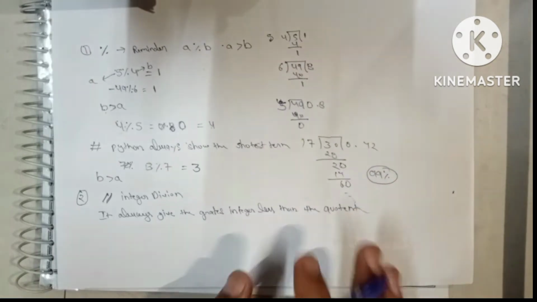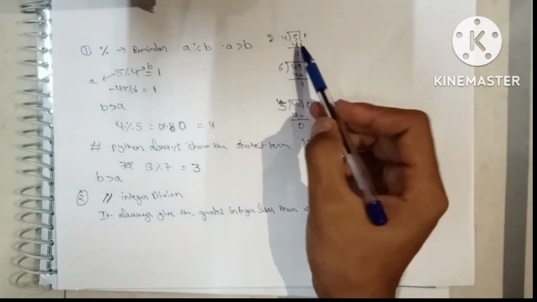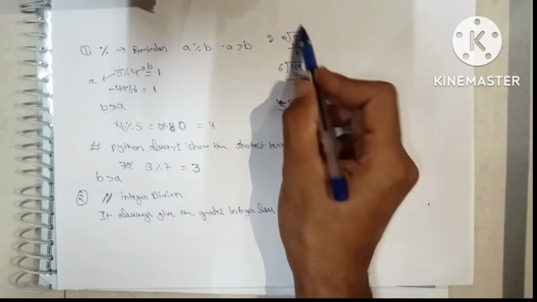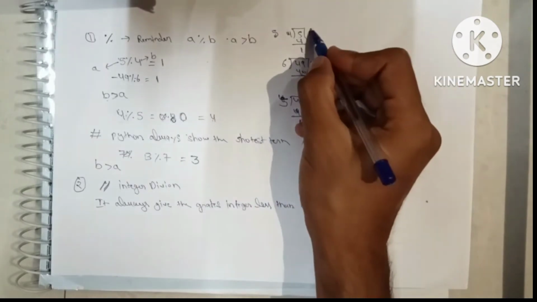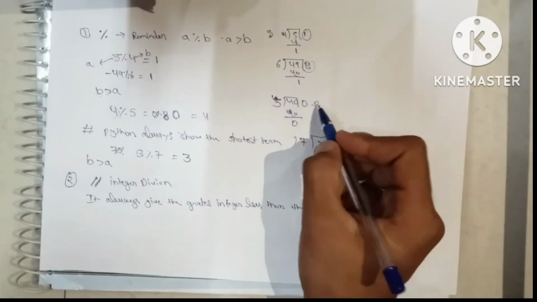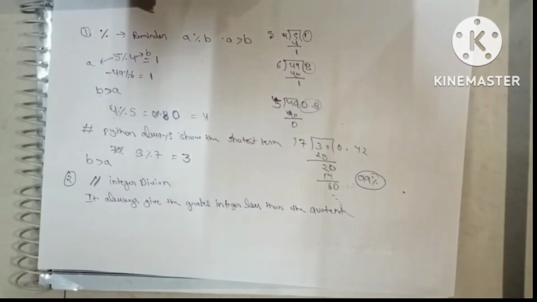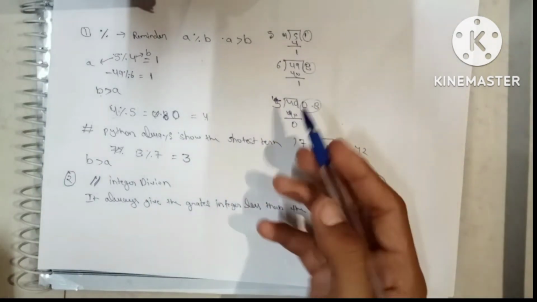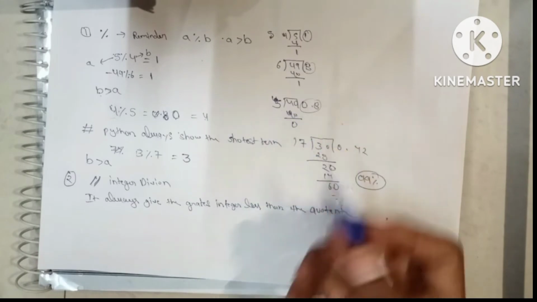If you don't know, then don't worry. The quotient is the thing. See this, 4 1 times 4, so the quotient is 1 here, the quotient is 8 here, the quotient is 0.8 here. Whenever we are doing the division, our real answer is the quotient, that we generally use.